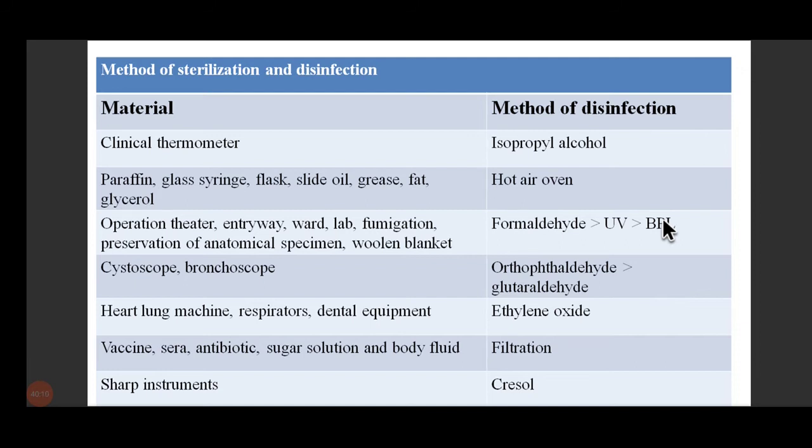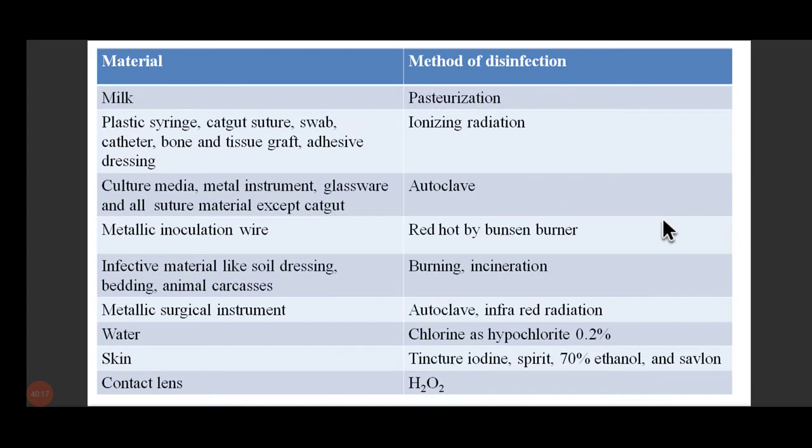For your vaccine, sera, antibiotic, sugar solution, and body fluids, we are using filtration. For your sharp instruments, we are using cresol. Then milk, I already told you, we are using pasteurization. For your disposable products like plastic syringes, sutures, swabs, catheters, bone and tissue grafts, and adhesive dressings, we are using ionizing radiations. For culture media, agars, metal instruments, glasswares, and all suture material except catgut, we are using the autoclave. For catgut, we are using ionizing radiation.